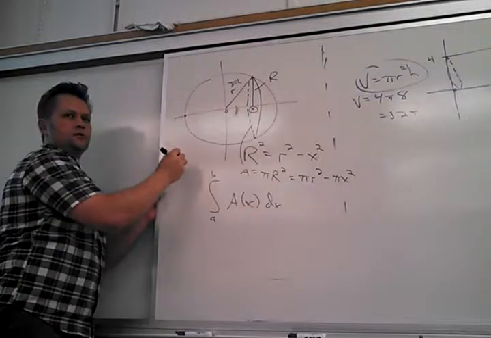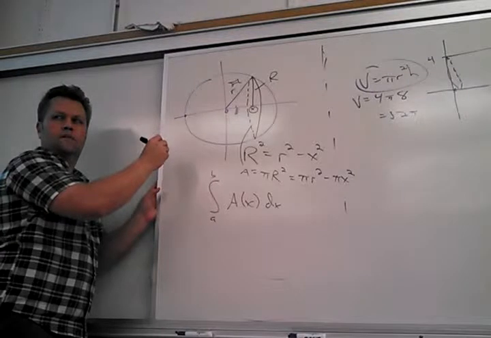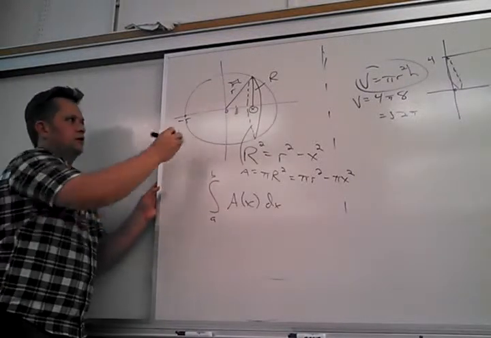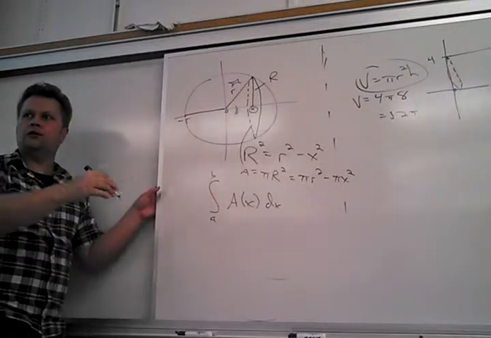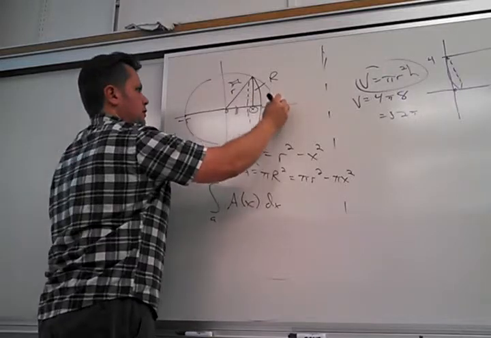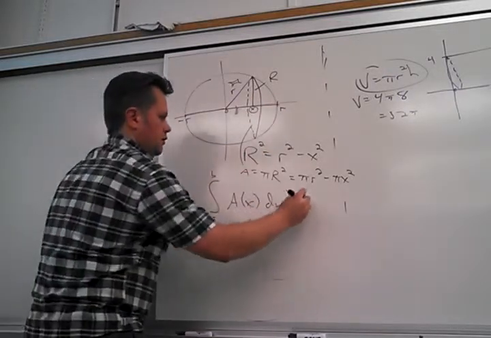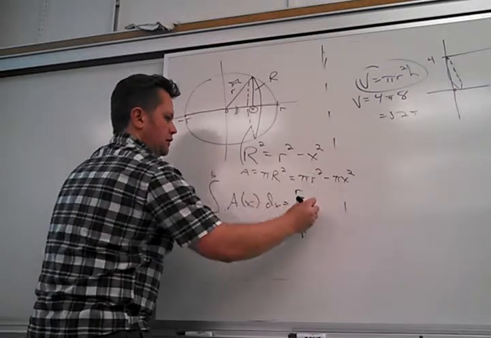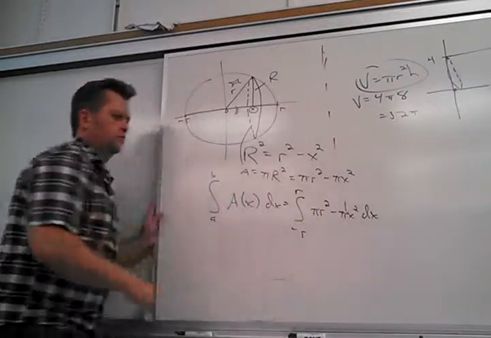How far back is this? Negative r. Negative little r, right? Because it's the radius back. It's a sphere. The radius has got to be the same in all directions. That's beautiful. So this has to be r. So you're going from negative r to r. And you're going to add up all these little circles to make the whole volume.